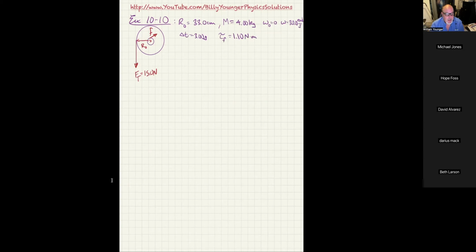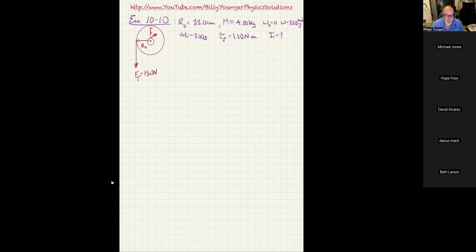So what we're looking at now is example 10-10. Example 10-10 says: a heavy pulley, a 15 Newton force represented by Ft is applied to a cord wrapped around a pulley of mass M equals 4 kilograms and radius R0 equals 33.0 centimeters, figure 10-22 below. The pulley accelerates uniformly from rest to an angular speed of 30.0 radians per second in 3 seconds.